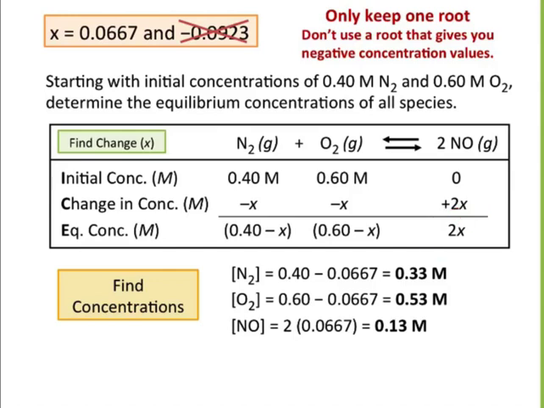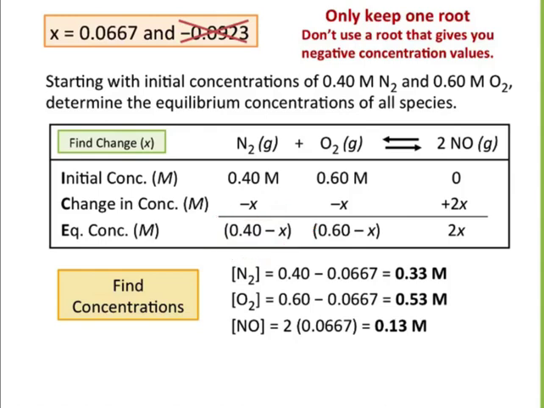On occasion, it's not that easy. Both of your roots are positive. So then you just have to look at this and see which one makes sense. If your x is like 2, 0.4 minus 2 gives you a negative concentration. That doesn't work either. So sometimes you have to just try both of them and see which one makes sense, which one doesn't. Remember, concentrations can never be negative.